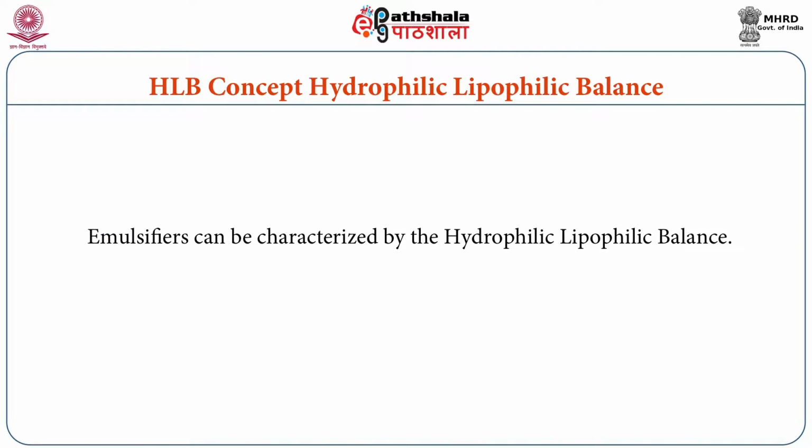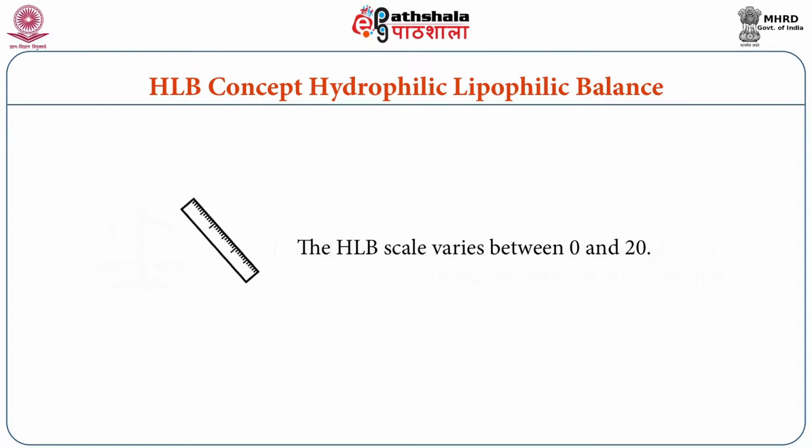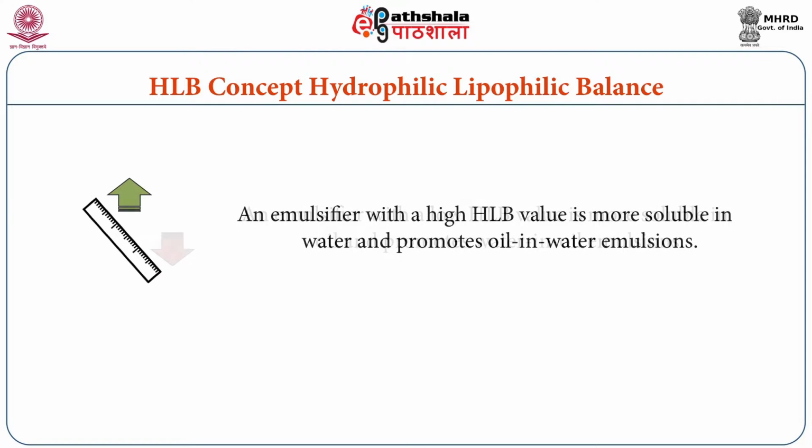The HLB concept. As we know, the HLB stands for hydrophilic lipophilic balance. The emulsifier can be characterized by the hydrophilic lipophilic balance. The balance is measured on a molecular weight basis and is an indication of solubility of the emulsifier. The HLB scale varies between 0 to 20. An emulsifier with a low HLB value is more soluble in oil and promotes water in oil emulsions. An emulsifier with a high HLB value is more soluble in water and promotes oil in water emulsions.